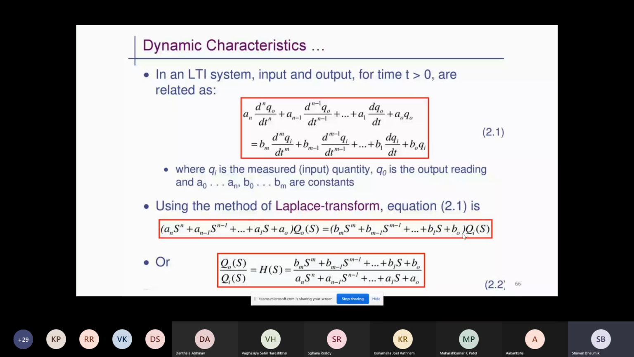And then if you solve the denominator, which is a_n s^n + a_(n-1) s^(n-1) + ... + a1 s + a0 = 0, this algebraic equation gives you n roots, and these n roots are called the poles of a system. So we have m zeros and n poles of a system.